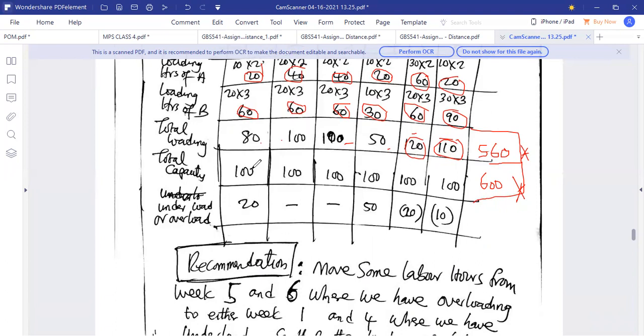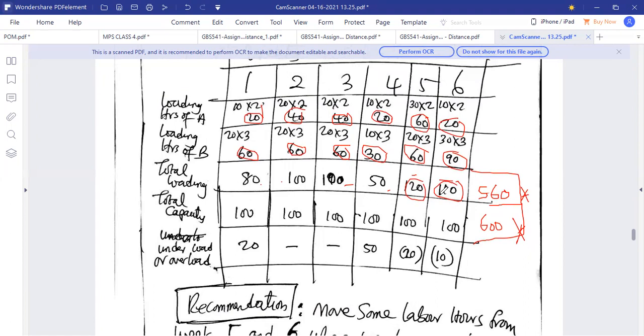Or you can remove the 20 hours from here. These are other recommendations the examiner can actually accept, because we're trying to strike a balance, we're trying to avoid the overloads. So you can remove the 20 hours from week 5 and then 10 hours from week 6, and you can take all of them to week 4. So meaning week 4 would have 80 hours in total, which will still strike a balance. What we're trying to avoid is the overloading.